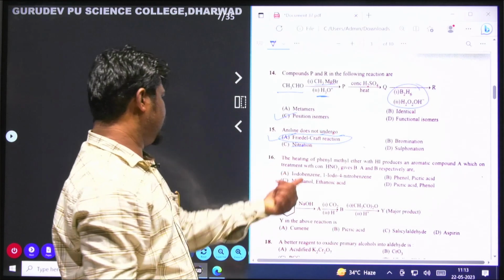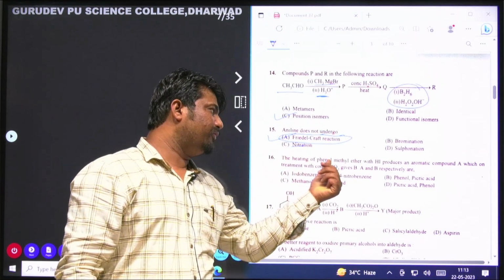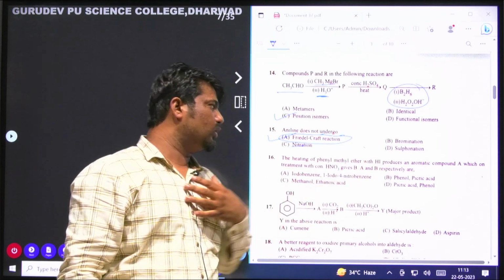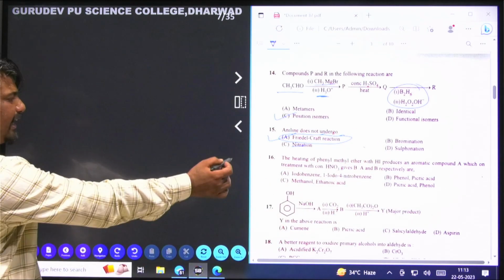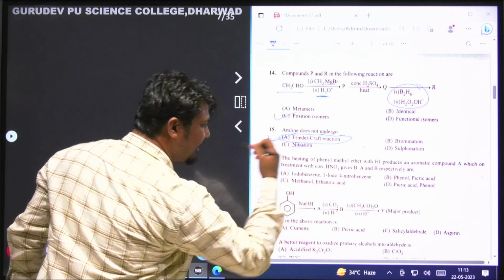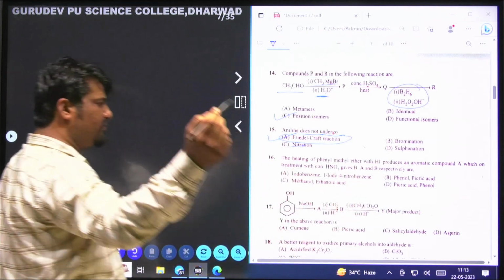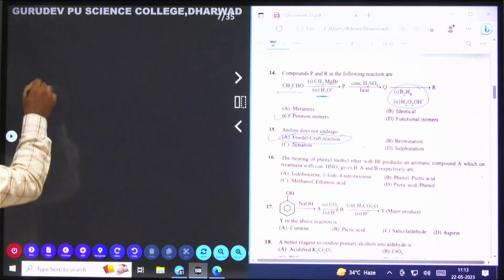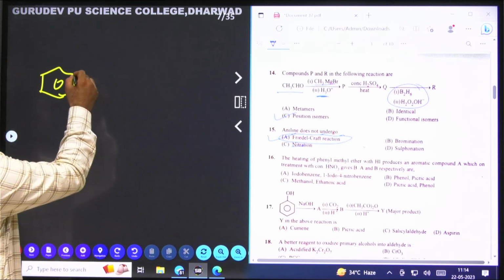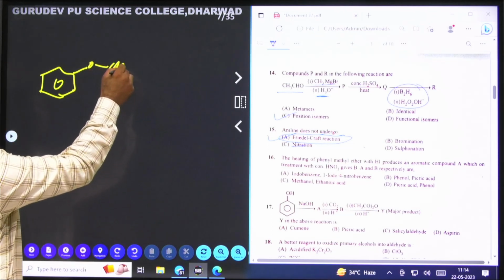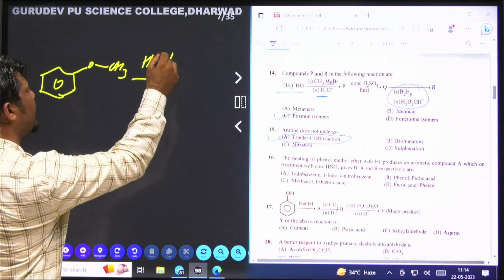The next, question number 16: the heating of phenyl methyl ether with hydrogen iodide produces the aromatic compound A, which on treatment with concentrated nitric acid gives B. What are the compounds A and B? It is a very easy concept in ethers. So here they have taken phenyl methyl ether, which reacts with hydrogen iodide.